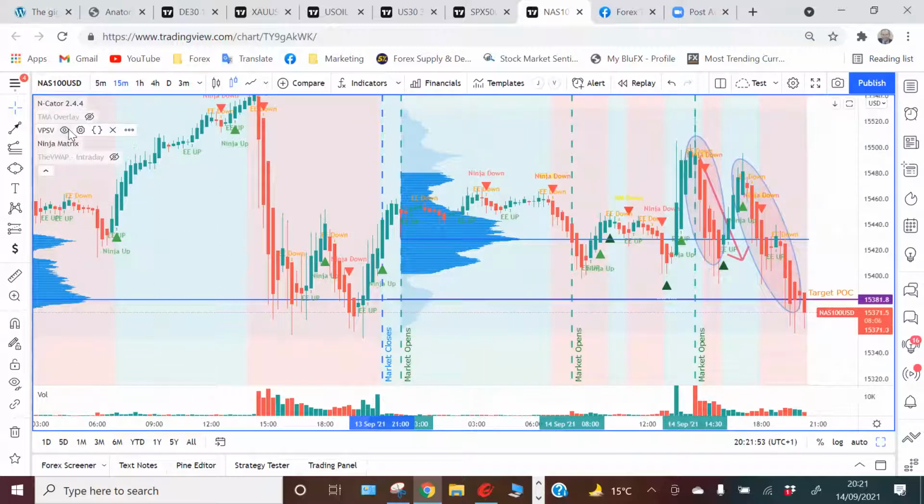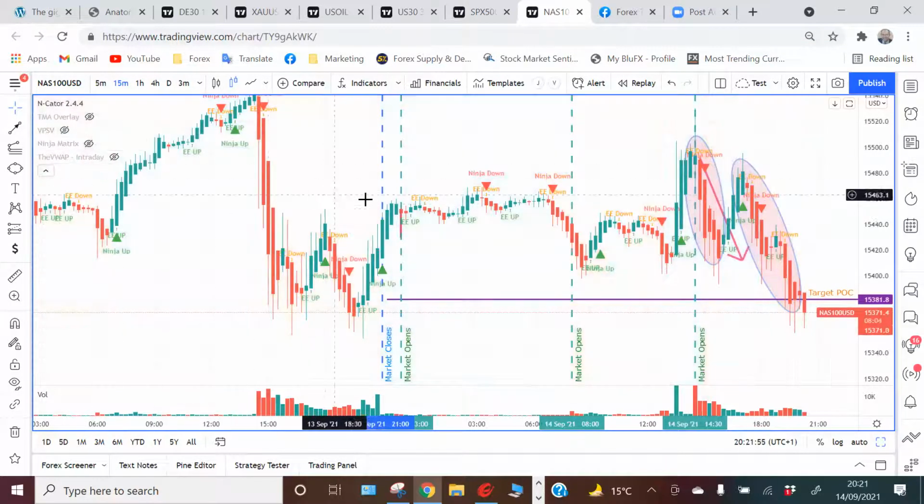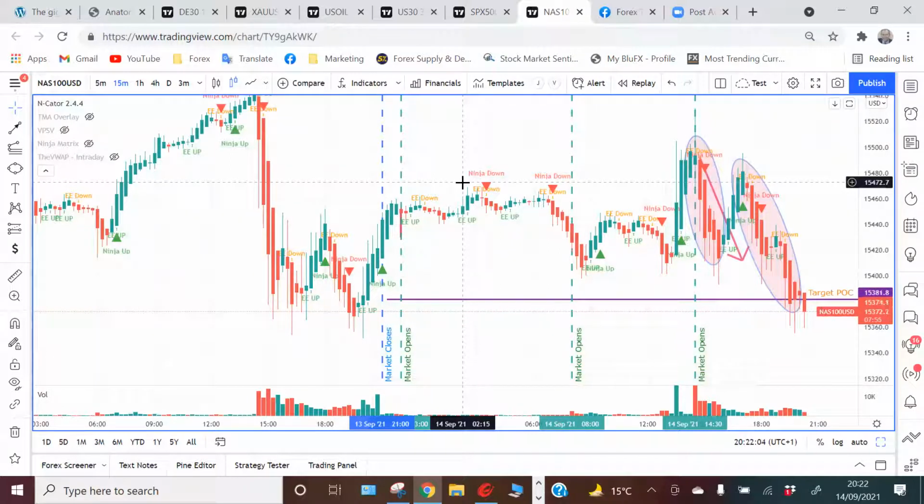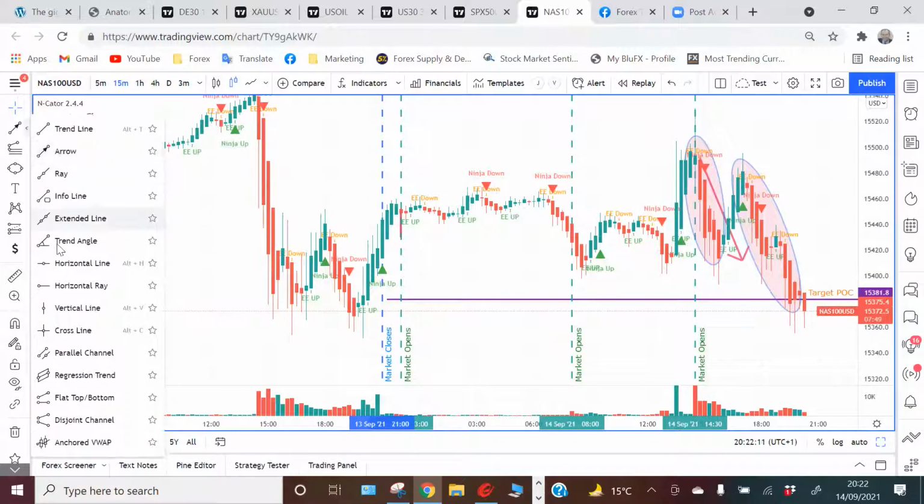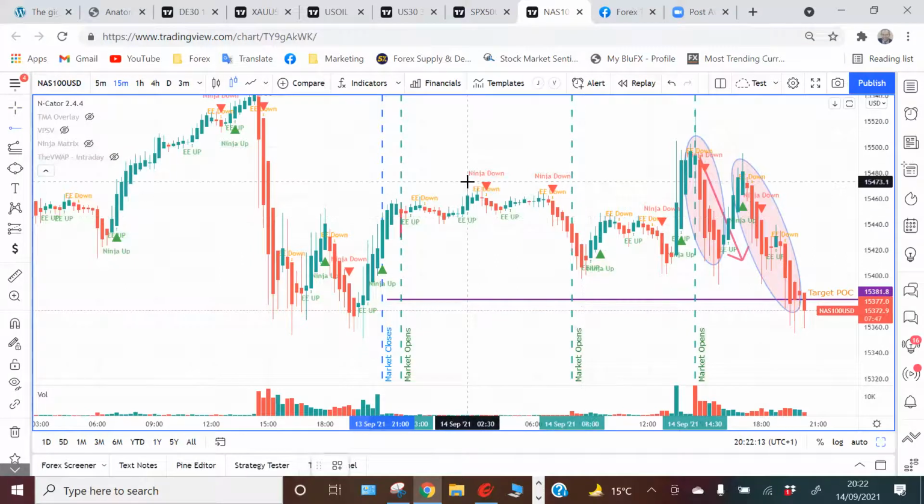Okay. I'll try and take these off for a minute. And you see the high here? Yep, above there. Now, one thing you have to be very, very careful of, indices wick a lot. But let's just do that there. So let's put the stop loss just above there.